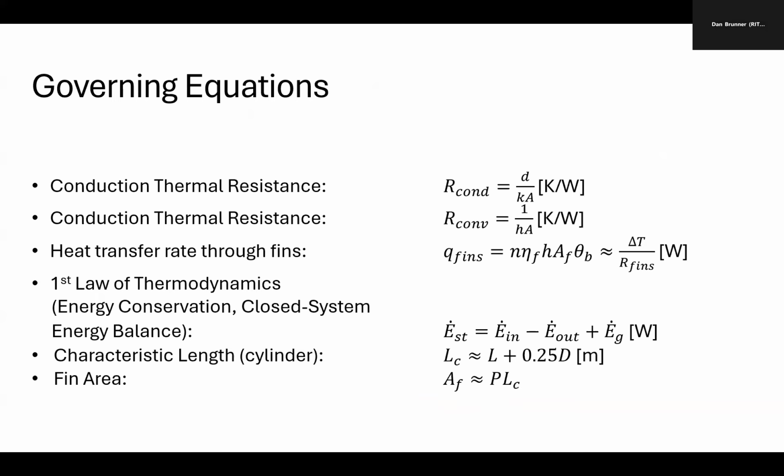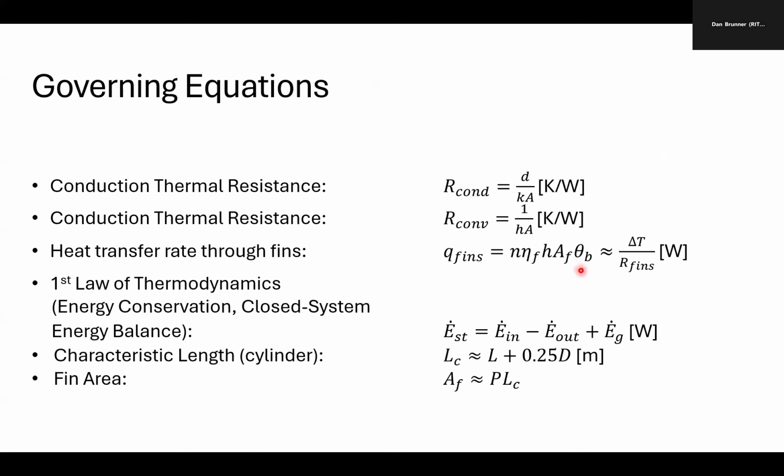The heat transfer rate through the fins is equal to this equation right here, where the number of fins is multiplied by the fin efficiency times the convection coefficient times the area that the fins take up times this theta b term. And this entire equation is about equal to the change in temperature over the thermal resistance of the fins. And so if we want to find the thermal resistance of the fins, we can simply look at this equation right here. And we can say 1 over what expression will give us the resistance of the fins.